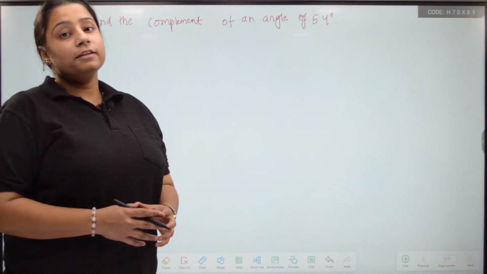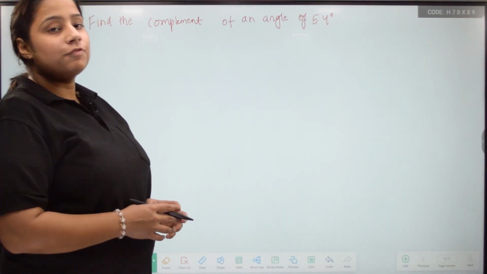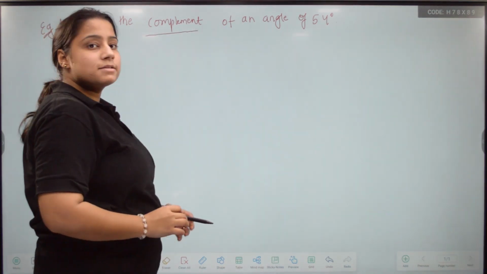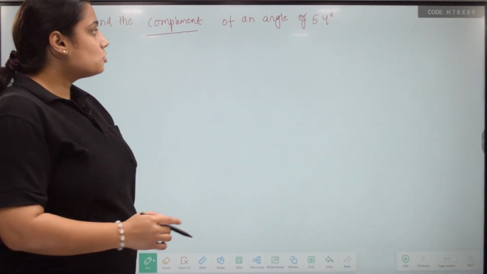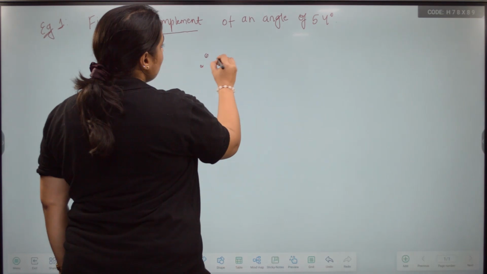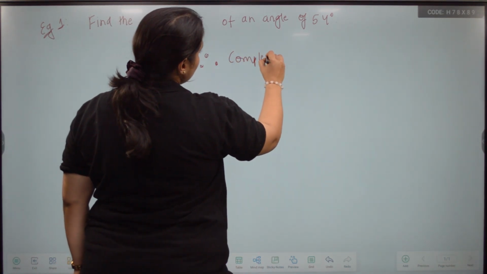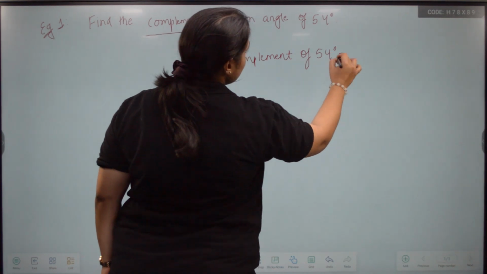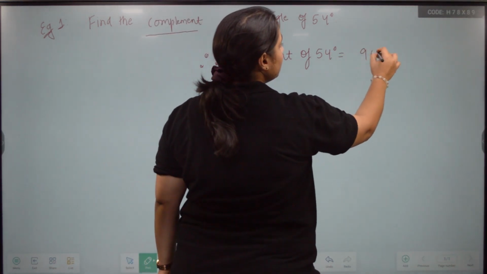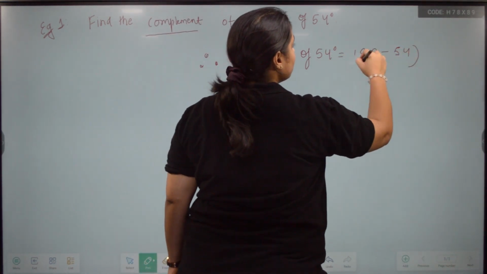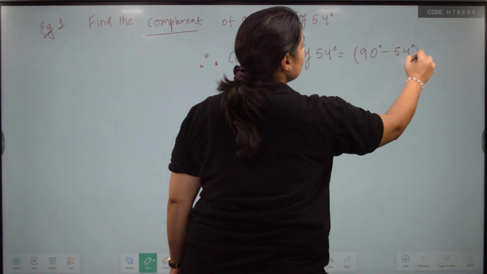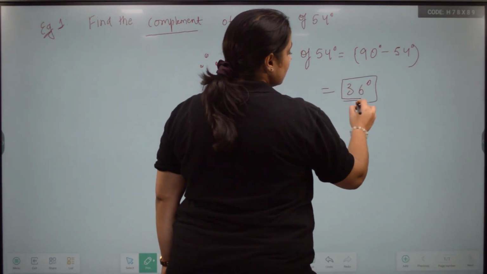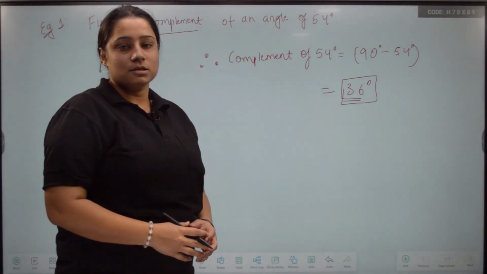Example 1. Find the complement of an angle of 54 degrees. We know that complementary angles make a sum of 90 degrees. Therefore, the complement of 54 degrees will be equal to 90 degrees minus 54 degrees, which is equal to 36 degrees. Hence, this is our required answer.